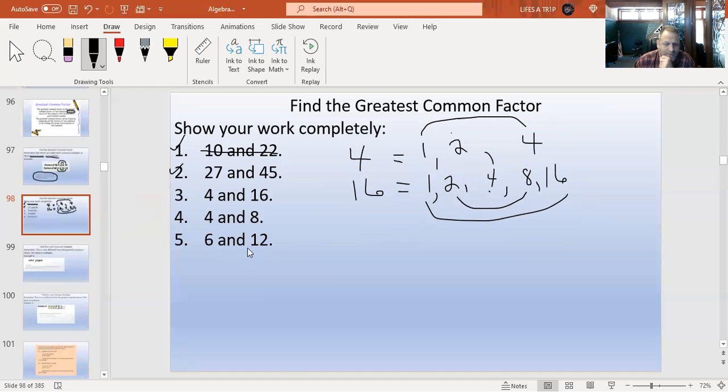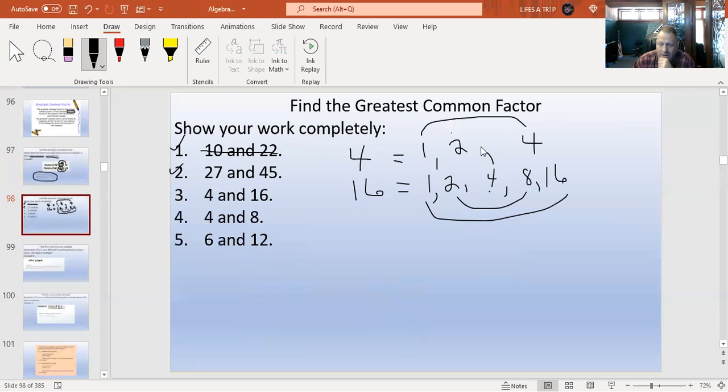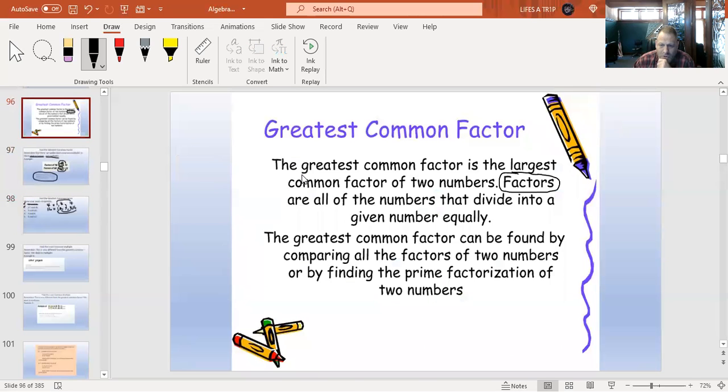And then this one. All right, we forgot to identify the common ones. In this one was 2, and then that one was 2. So that would be the greatest common factor. The greatest common factor is the largest common factor of 2 numbers.